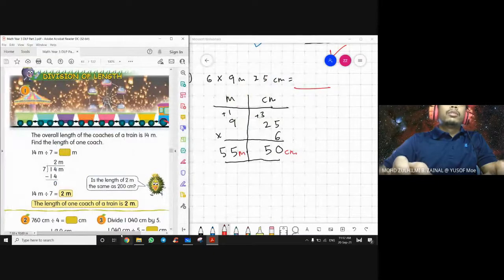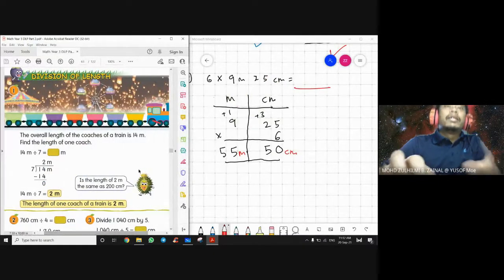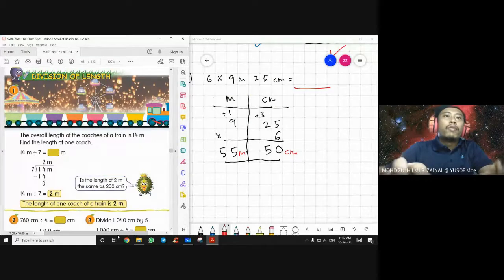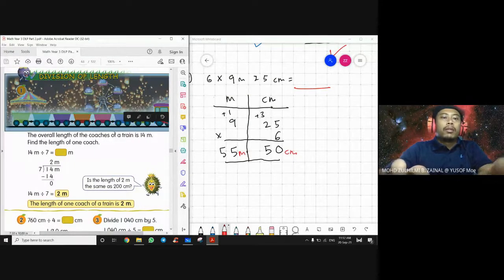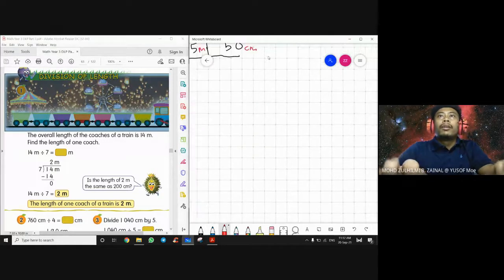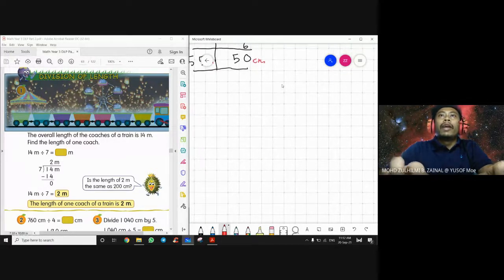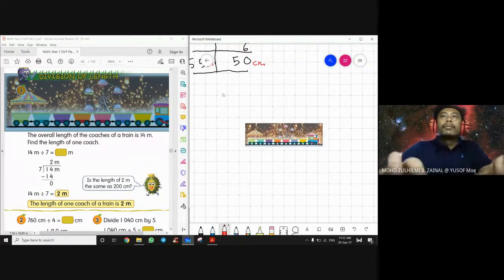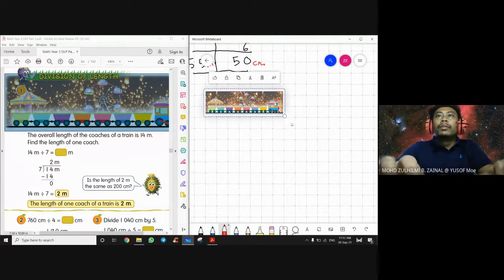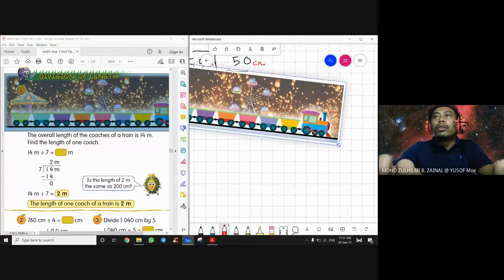Coaches dia panjang semua 14. So you have to divide. Divide by what? Kita tengok. Okay, this one is for division of length. Kita buat division of length terus. Kecil. Besarkan, zoom in.